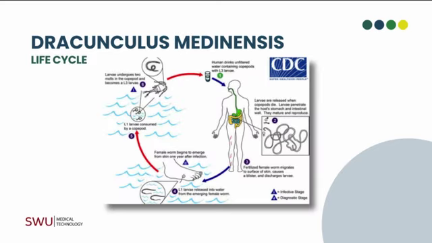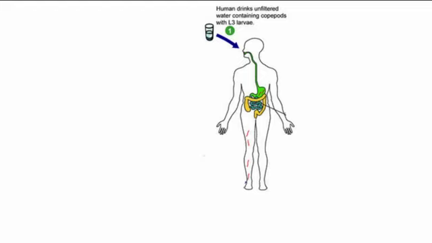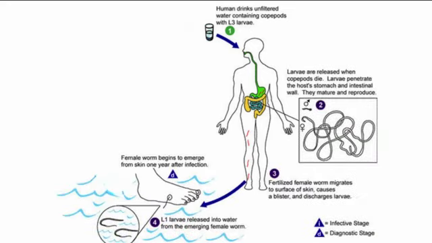Now this is the life cycle of the parasite, and the life cycle will start with the mode of transmission, when humans drink unfiltered water containing copepods with L3 filariform larvae. These copepods are freshwater crustaceans that are infected by the L3 filariform larvae. Once inside the intestinal area of the host, the larvae will be released when the copepods die due to the gastric acidity of the stomach.